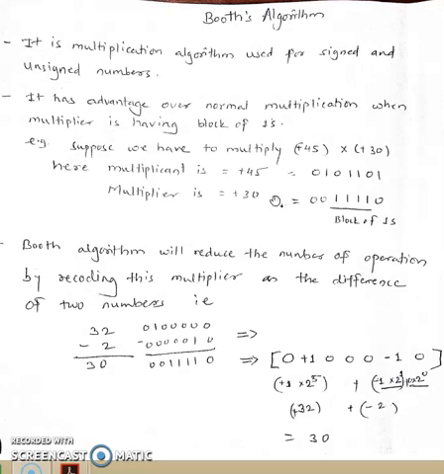Booth suggests that this 30 is having consecutive ones, a block of ones, and that we have to reduce, because that many times we have to take the multiplicand as it is and then add. So Booth suggests that this multiplier number 30 can be represented as a difference of two numbers. We take the difference of two numbers: 32 minus 2 will give you 30.